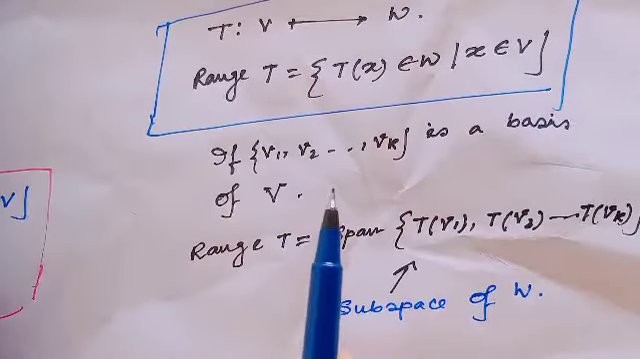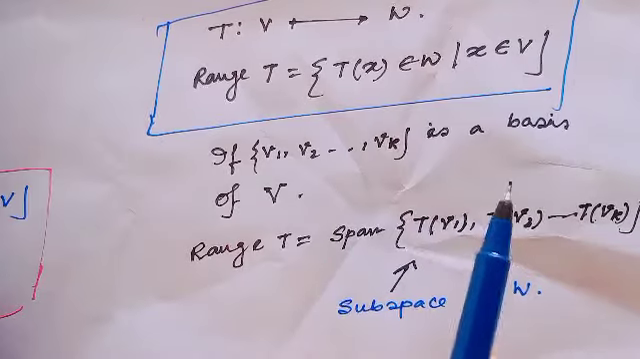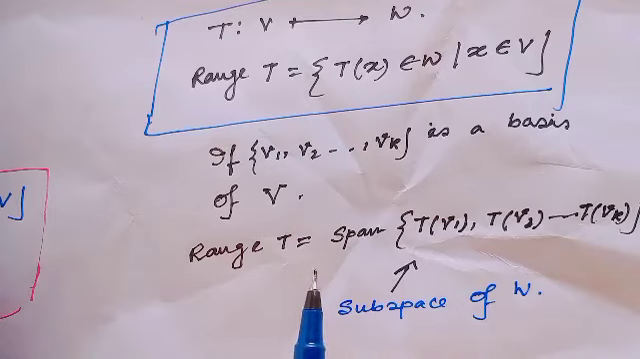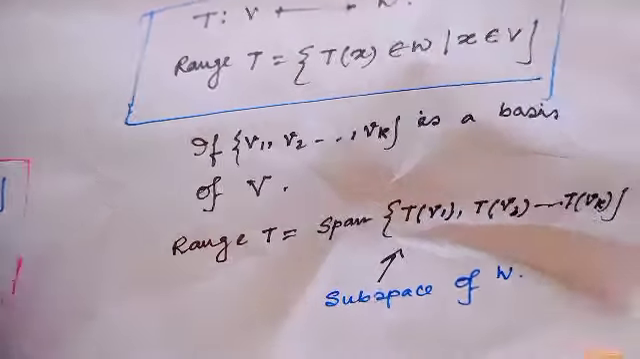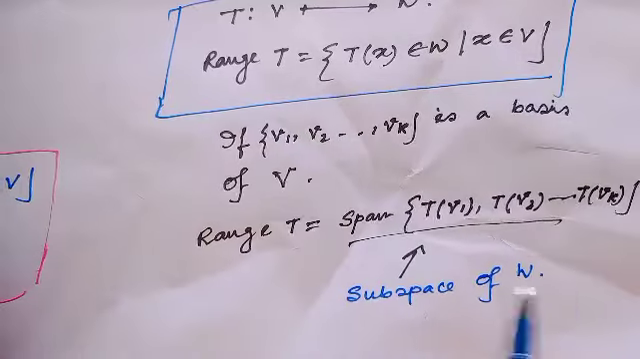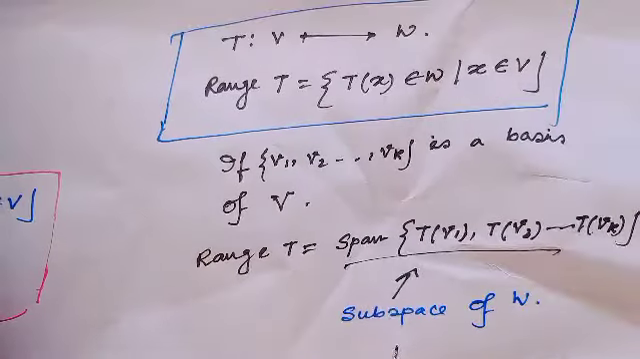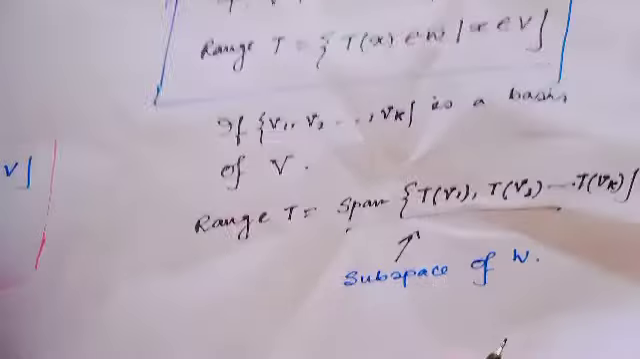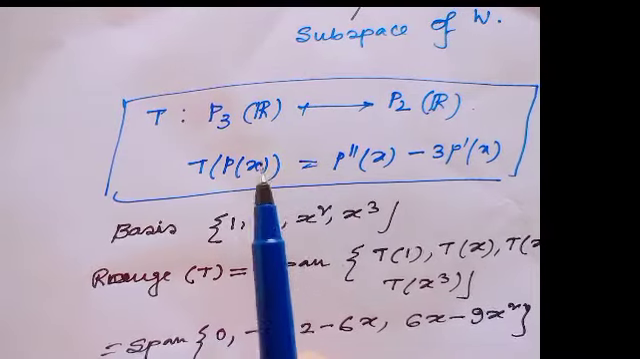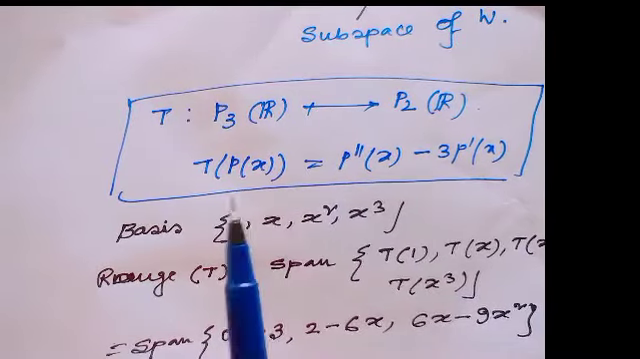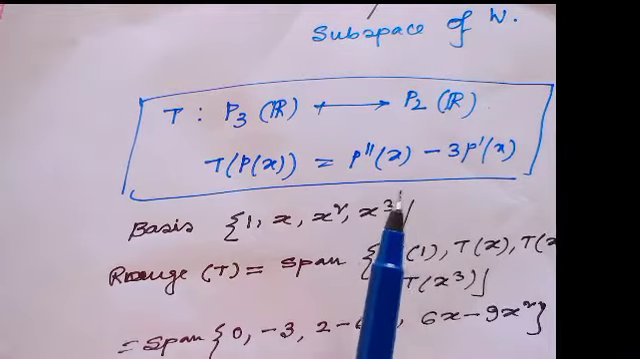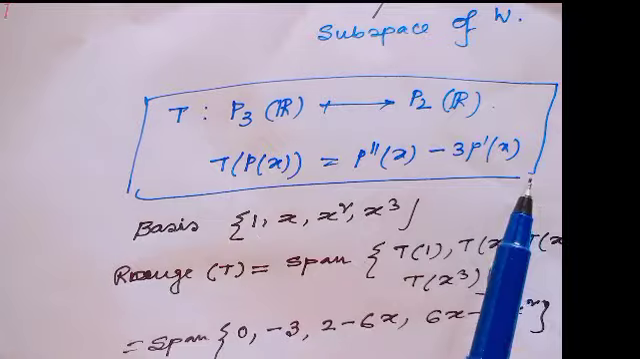If v1, v2, ..., vk is a basis of the vector space V, then the range of the linear transformation is spanned by Tv1, Tv2, ..., Tvk, and this set is actually a subspace of the vector space W. Are you getting? Well, consider a linear transformation T from P3(R) to P2(R) defined as T(p(x)) = p''(x) - 3p'(x).